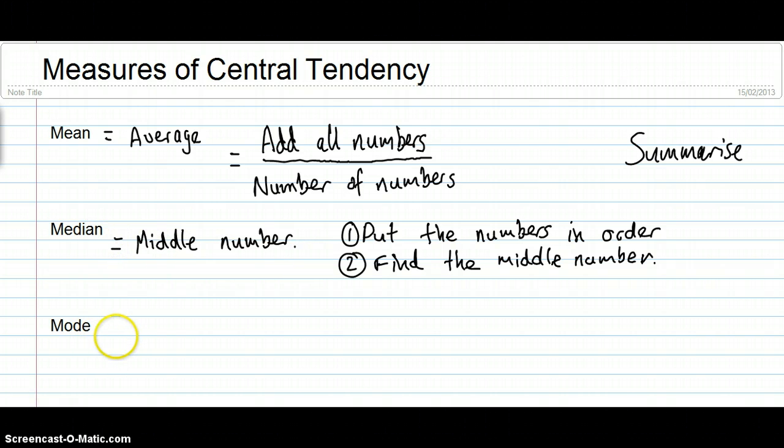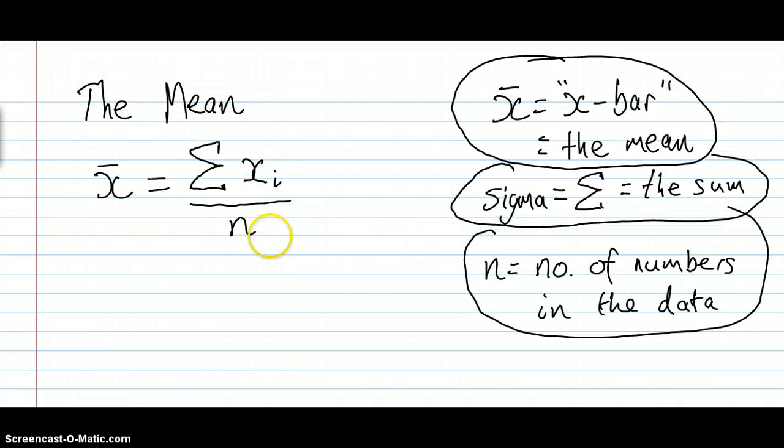Lastly, the mode. The mode is the most frequent score. So you look at all the scores you've got, find the one that's the most frequent, and that will be the mode. So these are three different ways of measuring central tendency. Let's have a look at how they work in a bit closer detail.